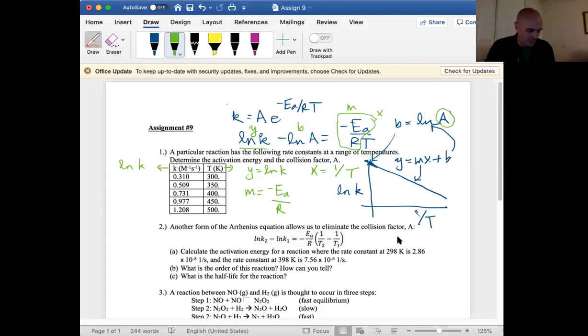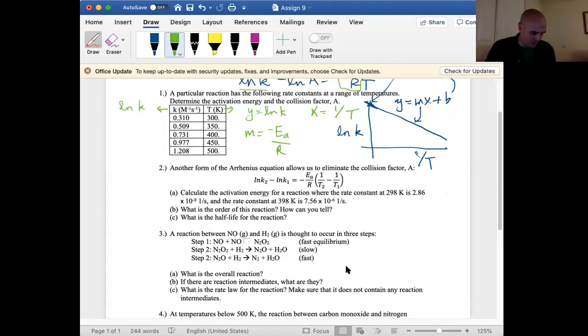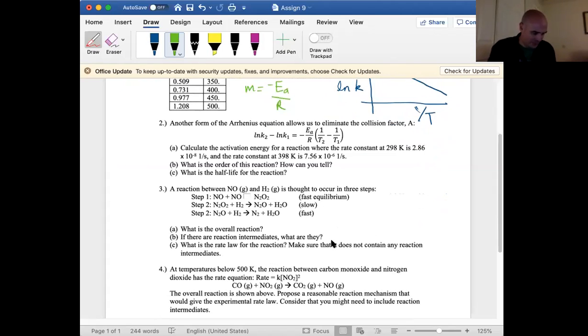Let's see. I forgot that this was one of my questions I was going to ask you. So the one right underneath the number 2, I don't have a really prepared question because I forgot about that one, but another form of the equation allows us to eliminate the collision factor A. Calculate the activation energy. So this is just doing the same thing, but by hand? This one is really just algebra.